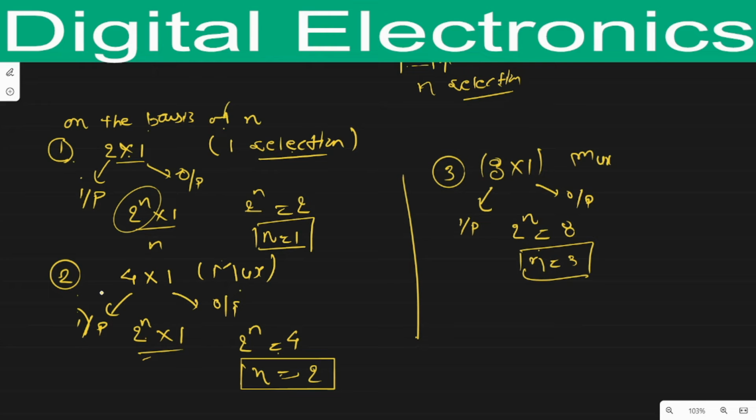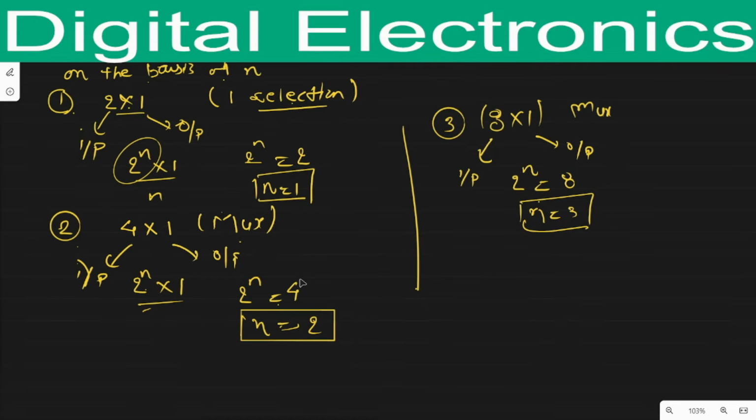So this one is the ideal behavior of our multiplexer: a multiplexer is a combinational circuit that consists of 2 raised to power n inputs and one output, and to select one input from these 2 raised to power n inputs, we need n selection lines.